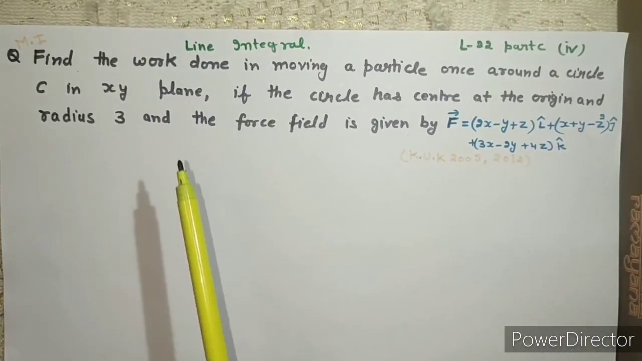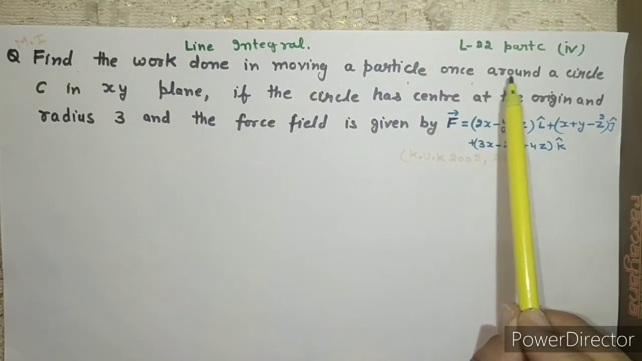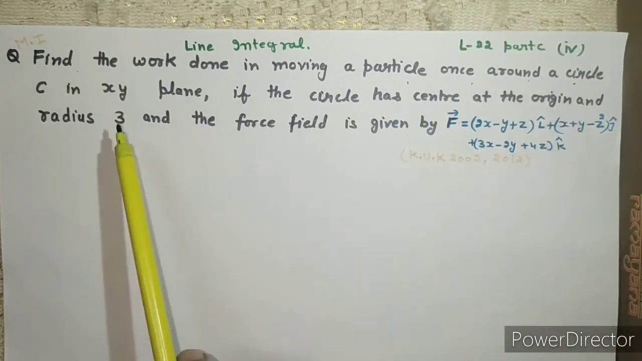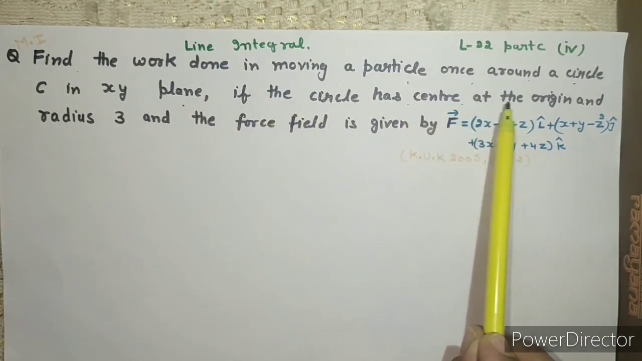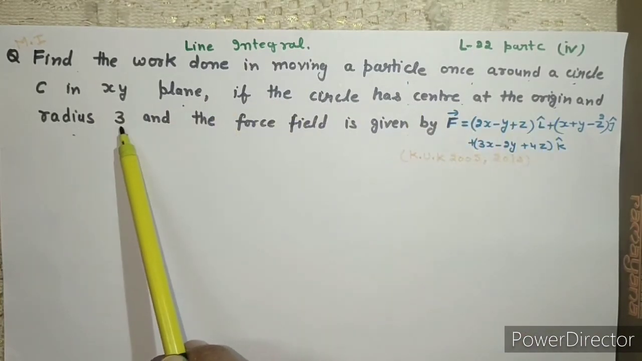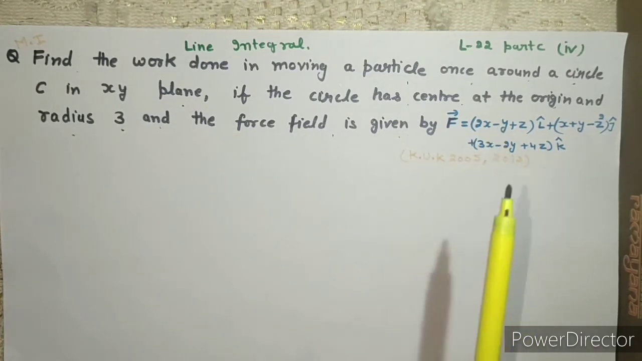Here the question is, find the work done in moving a particle once around a circle in xy plane. If the circle has center at the origin and the radius is 3 and the force field is given by this vector.